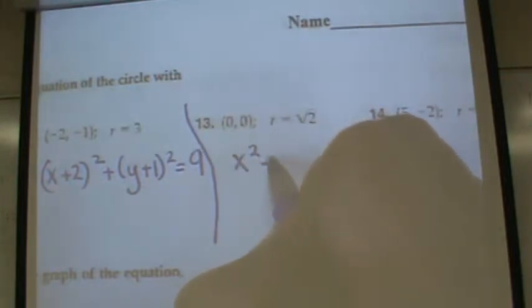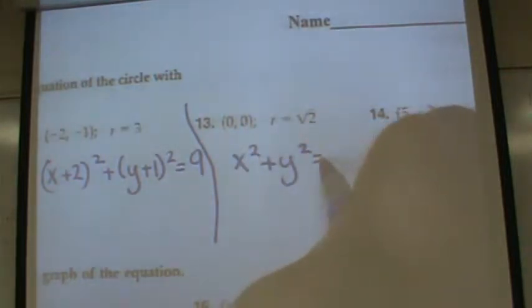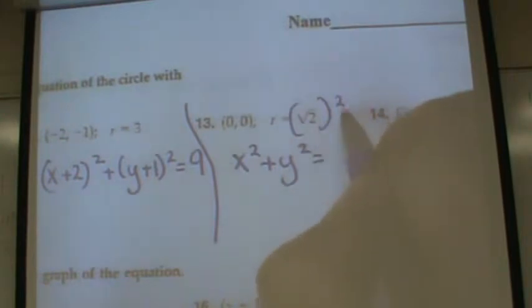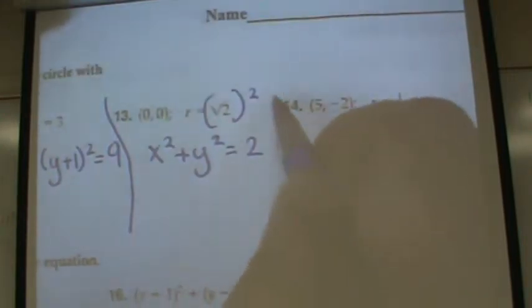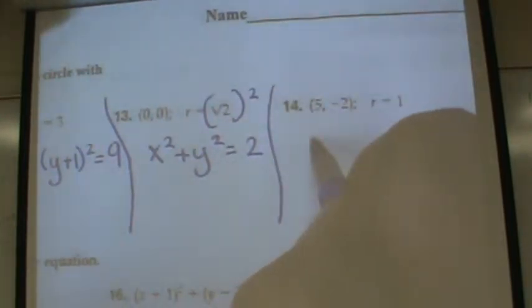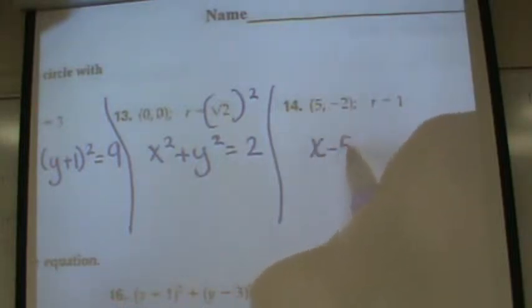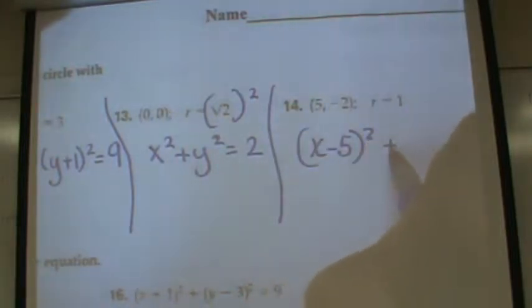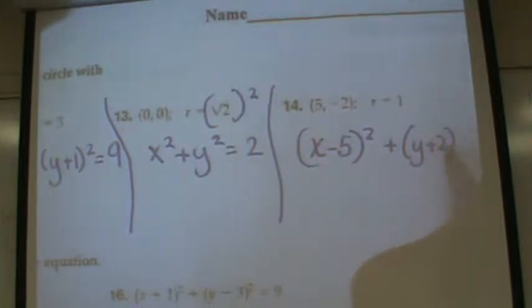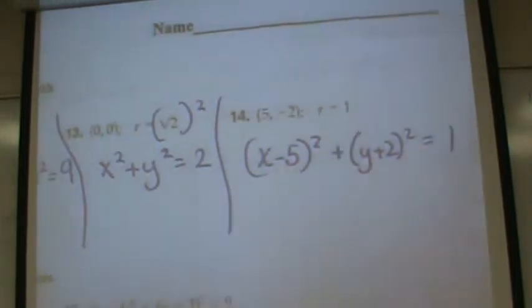x squared plus y squared equals 2. If you square the radius, you get 2. And number 14: (x - 5) squared plus (y + 2) squared equals 1.